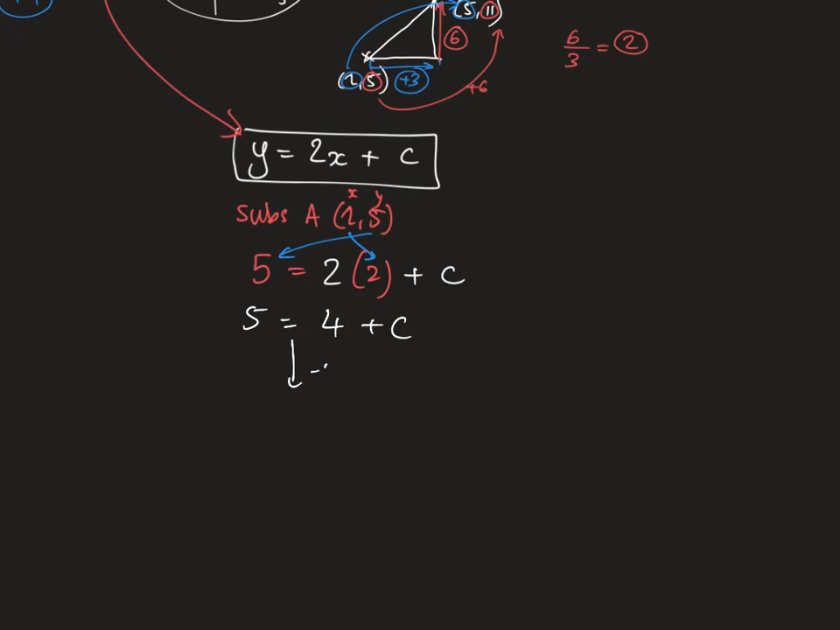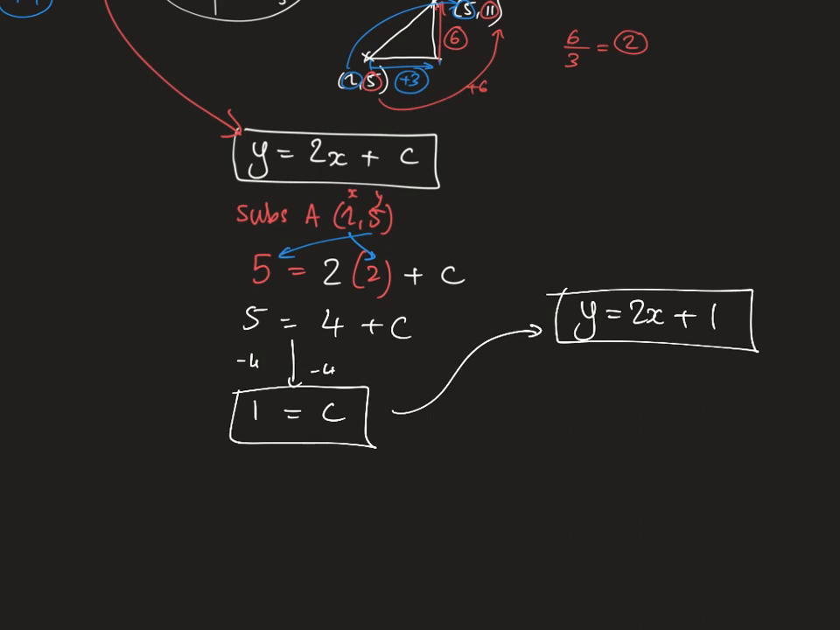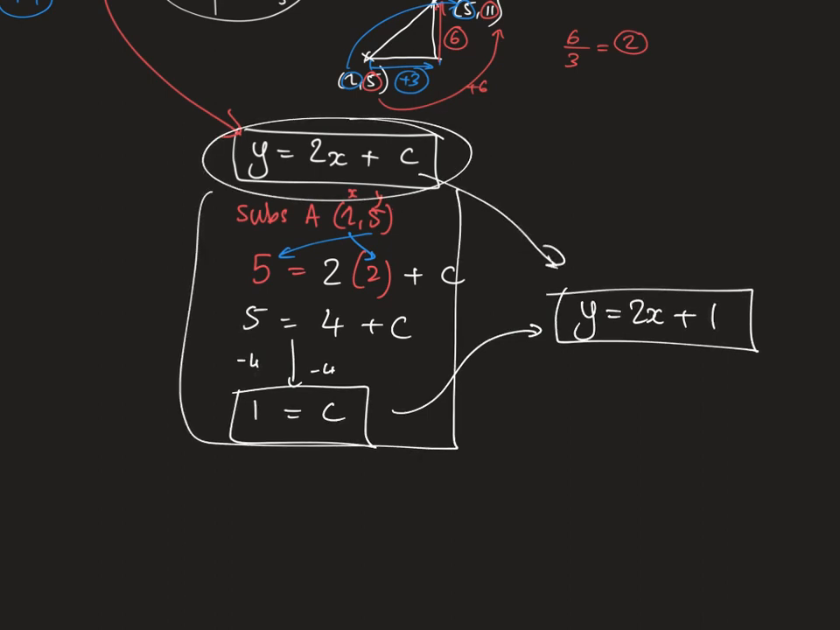I can then take 4 away from both sides. 1 is equal to c. So we now know that c is 1, so I can substitute that back into my equation. y equals 2x plus 1, okay? And that is how I found the c. I've just substituted a point into that. Now, let me just give you one more example of this.